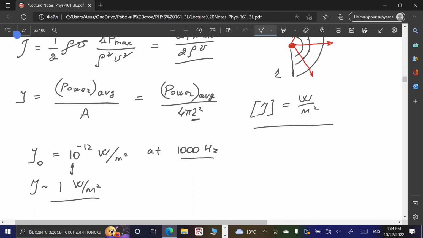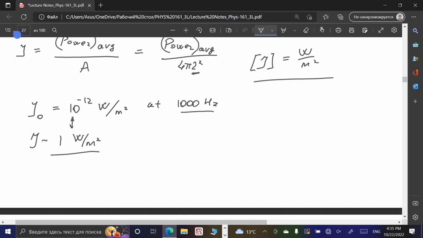We see it's like 12 orders of magnitude, and that is not convenient to operate with such a wide range of values. In order to avoid this, sound level was introduced, which is denoted as beta, equal to 10 times the decimal logarithm of the ratio between the sound intensity, the sound level of which we want to determine, to this threshold sound intensity I naught. And that is measured in decibels.